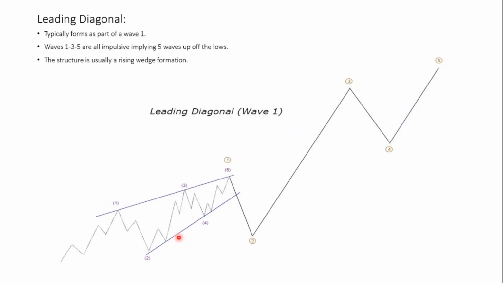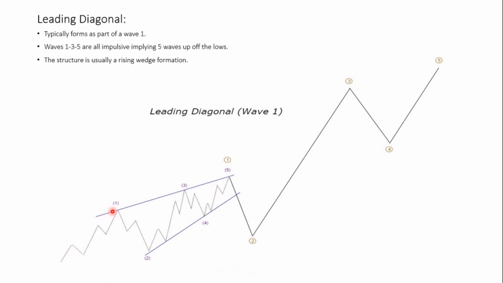Now let's get into different wave structures, starting at a wave 1, moving into a wave 2, then a wave 3, 4, and 5. So we'll start off with a wave 1. We can have what's called a leading diagonal. Now there's also an ending diagonal, however there's a clear distinction between both. They both have rising wedge patterns.